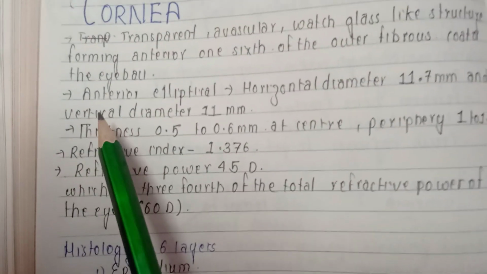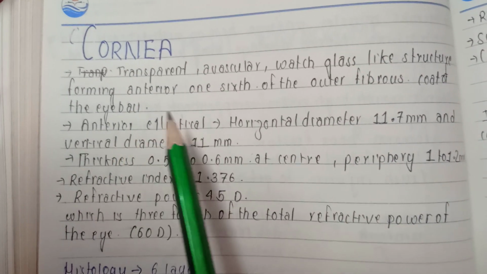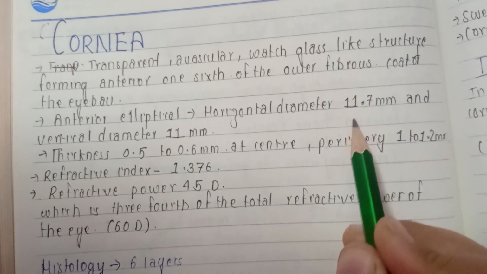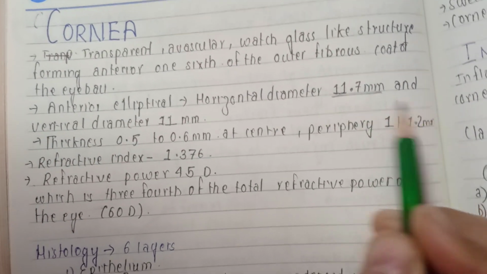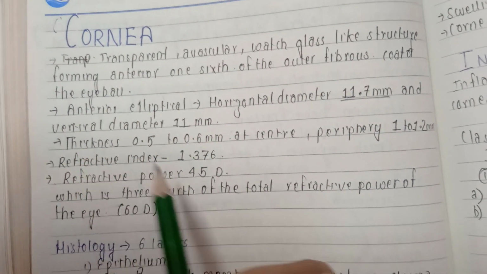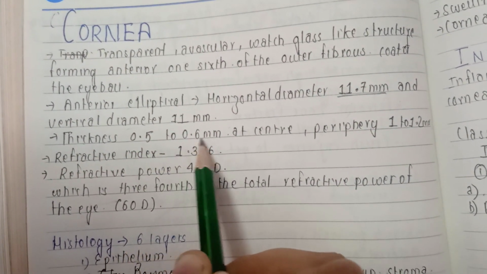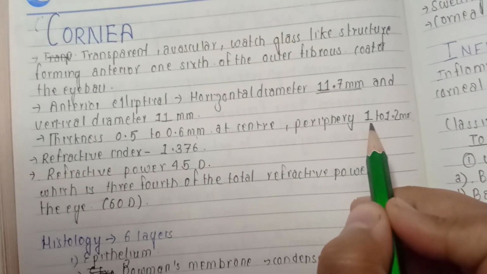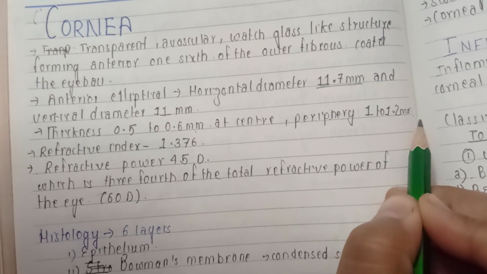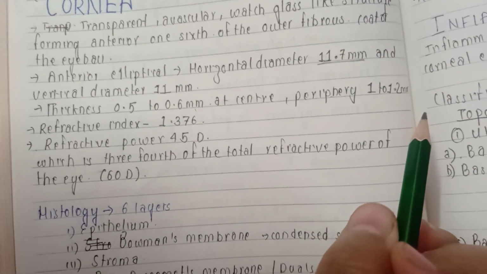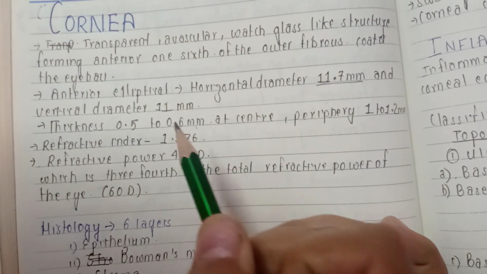The anterior part of this cornea is elliptical, and its horizontal diameter is 11.7 millimeter and its vertical diameter is 11 millimeter. Its thickness is 0.5 to 0.6 millimeter at the center and about 1 to 1.2 millimeter at the periphery. This thickness is varied in some congenital anomalies like keratoglobus.